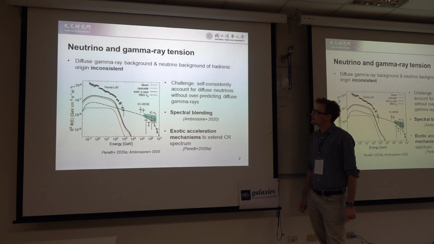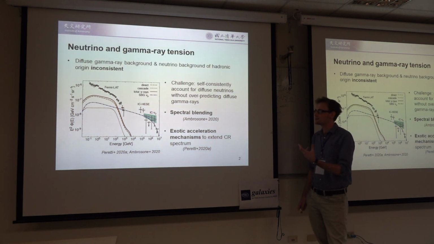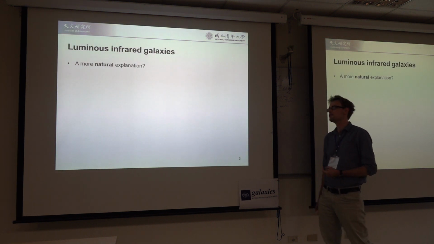But I kind of think that maybe these guys are jumping the gun a little bit. Sure, it's important to look at the theoretical side, but I think there's one thing that hasn't been explored in as much detail, and I think it should be explored in more detail, which is the role of luminous infrared galaxies. I think these could be quite a natural explanation to this discrepancy.